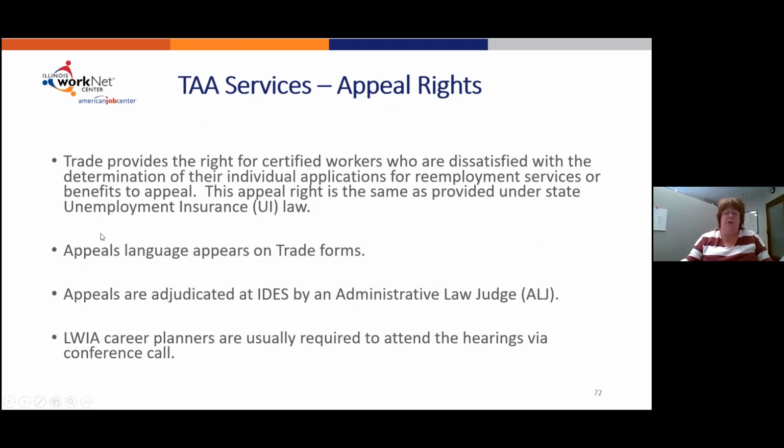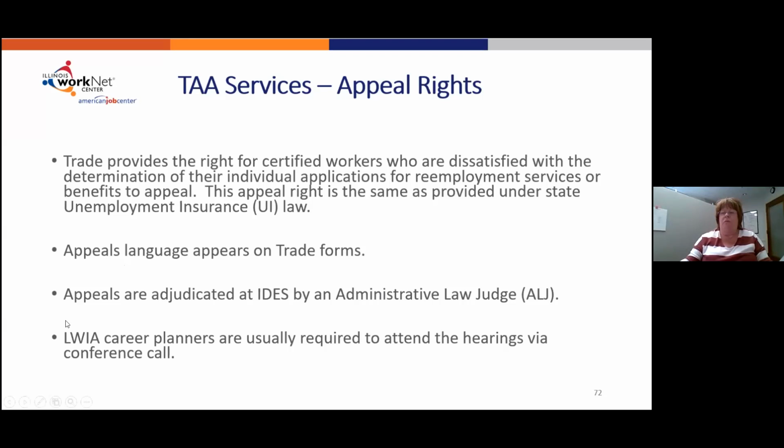Every participant who has some sort of a determination for a benefit or service has the right to appeal that determination. Trade provides for that service if they're dissatisfied with that determination for any application for any benefit or service. The appeal right is the same as provided under state unemployment insurance law. We do have the appeals language on most trade forms that are for a determination of a service or benefit. The appeals are adjudicated at IWDS by an administrative law judge.